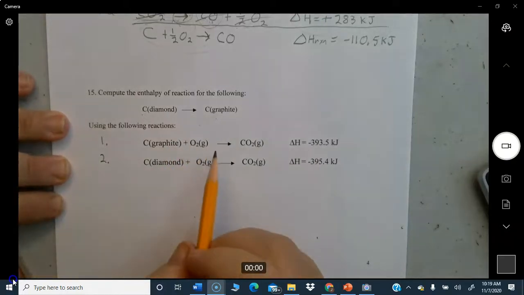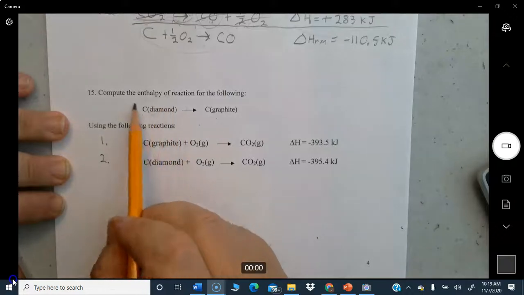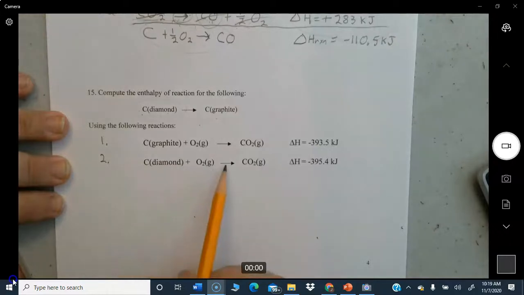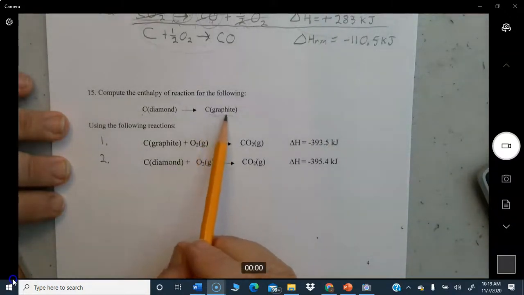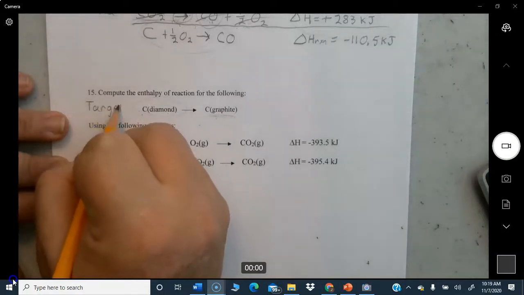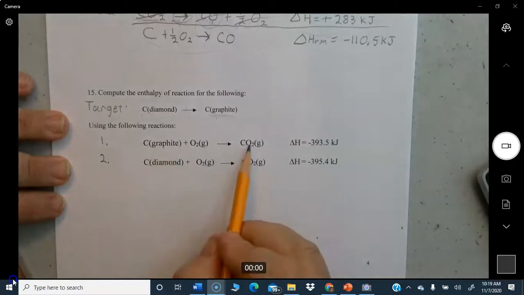And let's see. So let's see carbon diamond. Let's take that. It's on the left-hand side of its arrow. There's 1 mole of it. In equation 2, carbon diamond is on the left-hand side of the arrow, 1 mole, so we don't want to change carbon diamond, okay? We want to leave that the same. Leave that reaction the same. Carbon graphite appears on the right-hand side of the arrow in our target. But up here it's on the left-hand side, so we're going to have to reverse this.